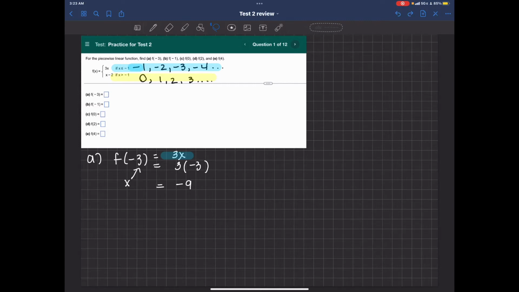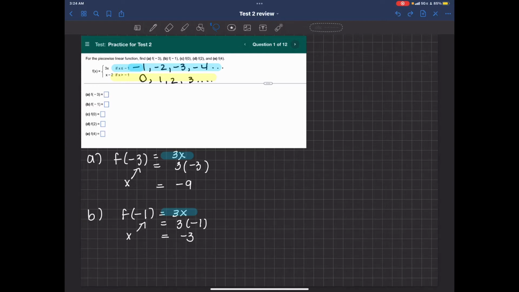For part B, we are finding f of -1. That shows us that we are going to use 3x again because -1 is less than or equal to -1. So that means that we're using the function piece 3x, or 3 times x. So where x is -1, we're going to say 3 times -1 equals -3.